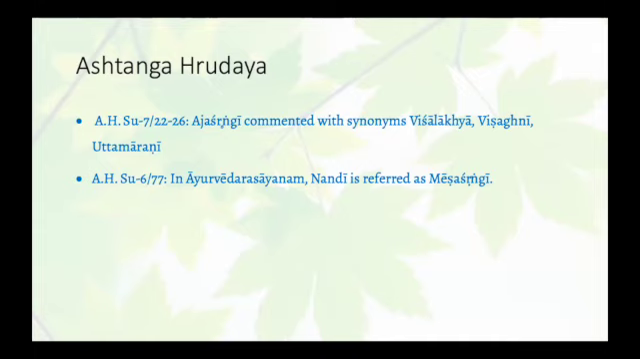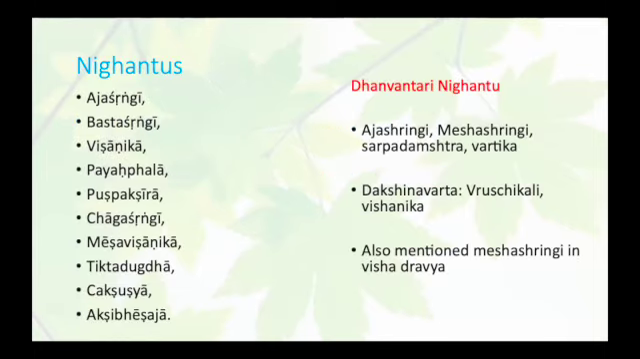Even the Meshashringi is mentioned as one of the Vishadravya, but that seems to be different from what we see for the regular Meshashringi or Ajastringi. And from the Nighantus, we find a few of the synonyms which are of various importance, like Ajastringi, Basta Shringi. Basta is something again related with Aja or the goat, and Shringa.